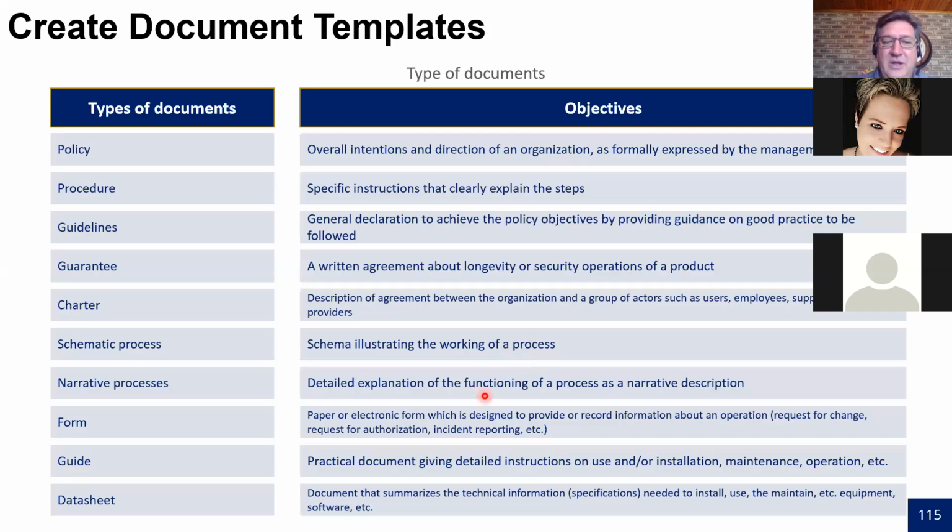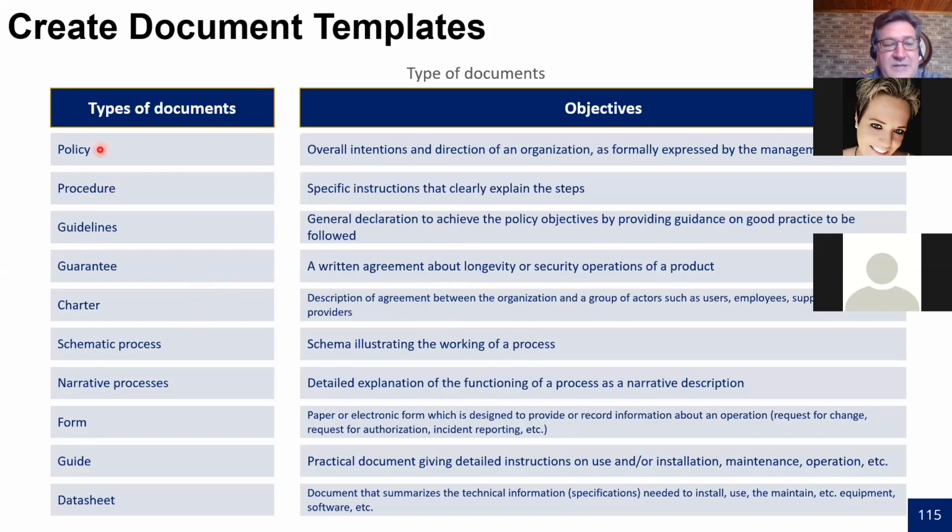Now I just want to go through this with you. If you're talking about the creation of templates, what kind of documents are you looking at? So firstly, we're looking at the types of documents here, and I'm going to go through this as a level 1, level 2, level 3, level 4 document.